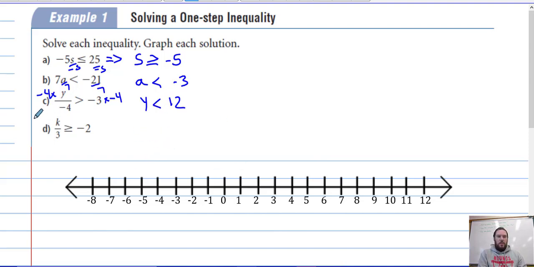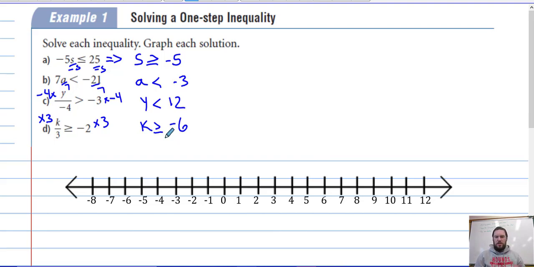And then last one here, I want to get rid of k divided by 3. So we're going to times by 3 and times by 3. And we get k and we get negative 6. And because the 3 that I multiplied by was positive, my greater than or equal to symbol is going to stay as a greater than or equal to.